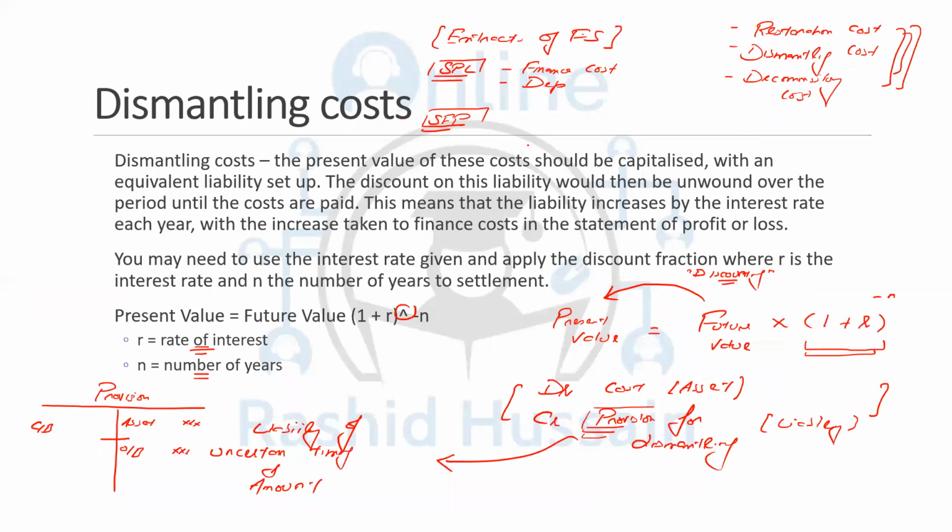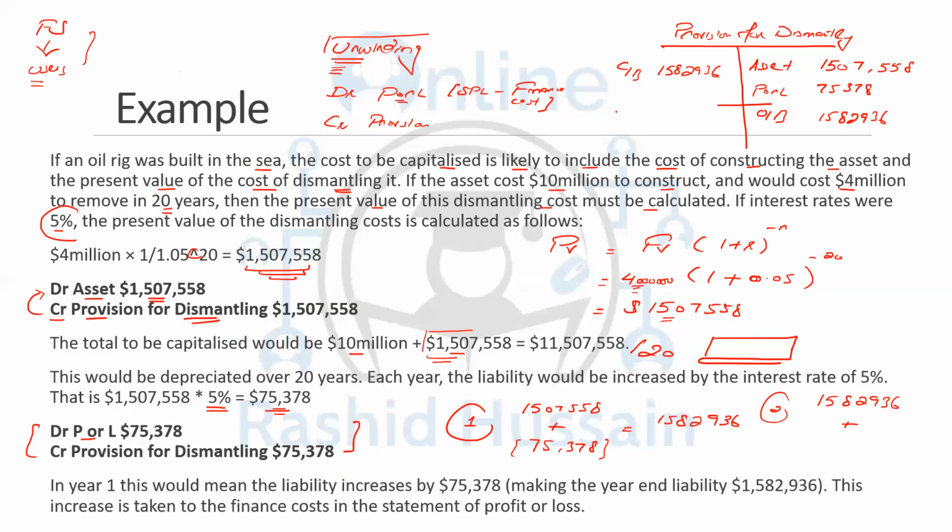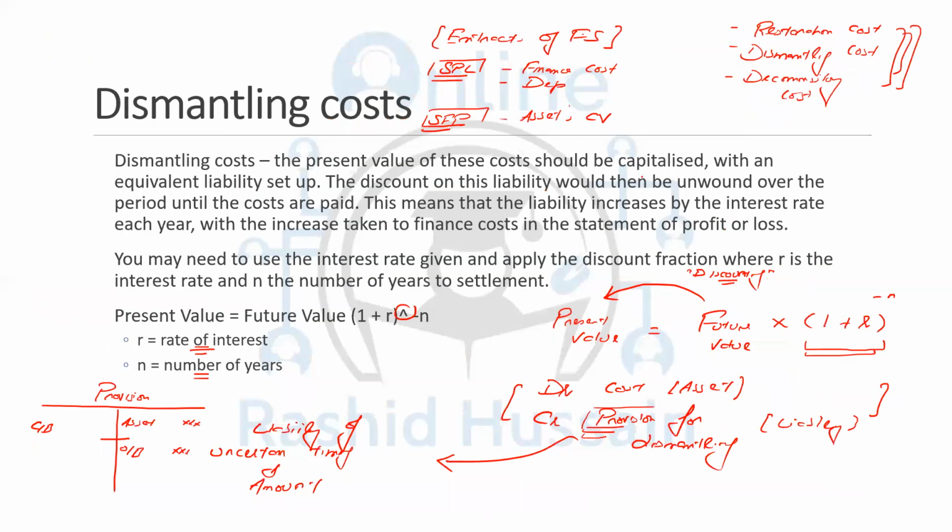When they talk about the statement of financial position, they're going to ask the asset's carrying amount, the carrying value. We know that the carrying value is the cost minus its depreciation, so the carrying value is an easy thing. When they ask you the carrying value, you take the cost of the asset and deduct the depreciation for the year, then you get the carrying value.